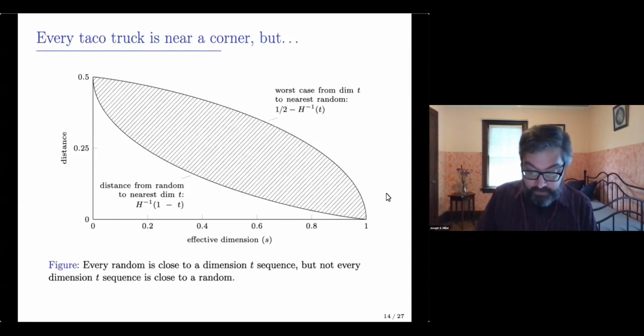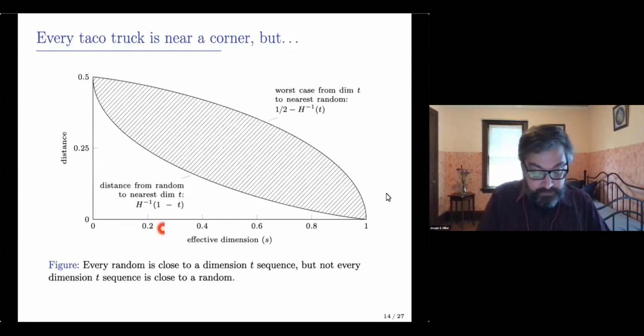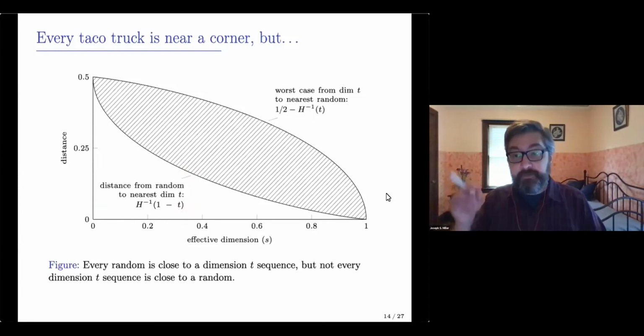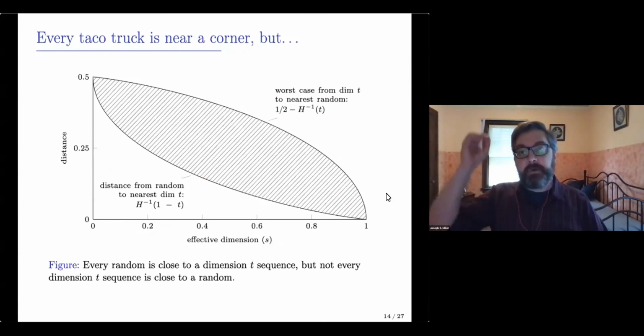So here we have the worst case from a dimension t to the nearest dimension s, where s is 1/2 for this picture. Nope, sorry, I didn't say that right. Here we have the worst case from a dimension t to the nearest random. So s is 1, actually. And here we have the distance from a random to the nearest dimension t. This really is the best case curve and the worst case curve for going from t to a random. But the best case is also always achieved for going from a random to a dimension t.